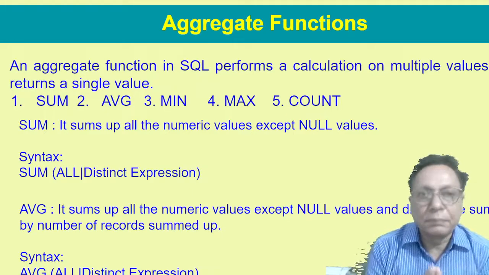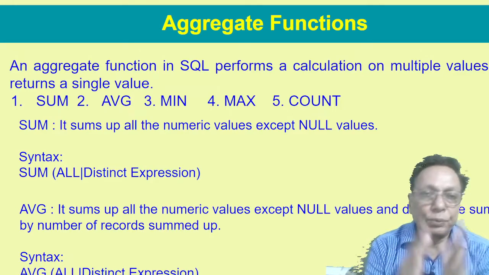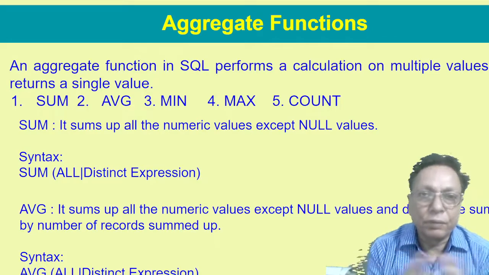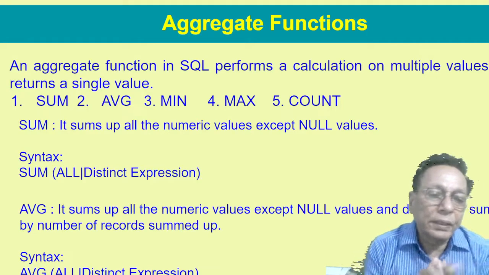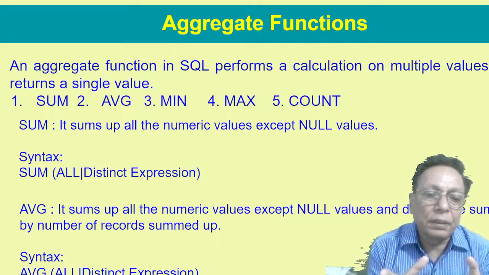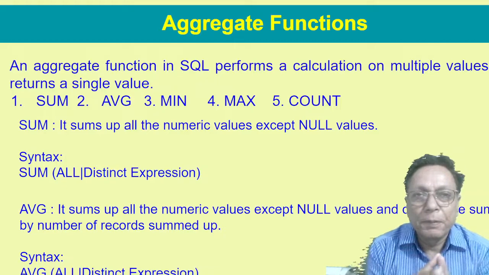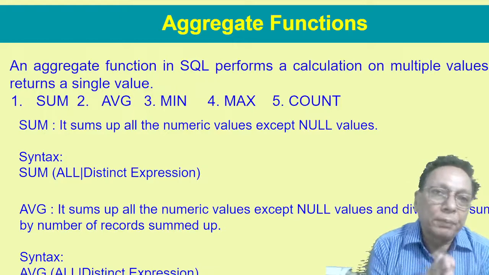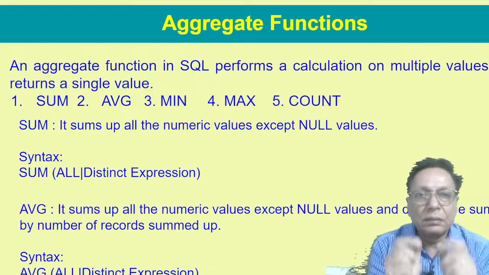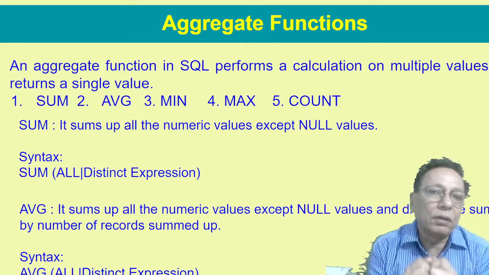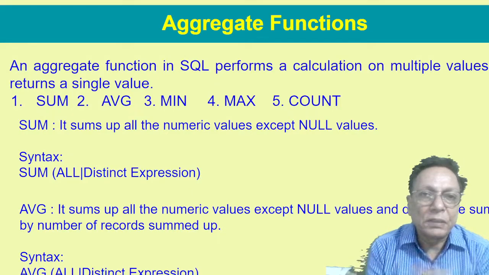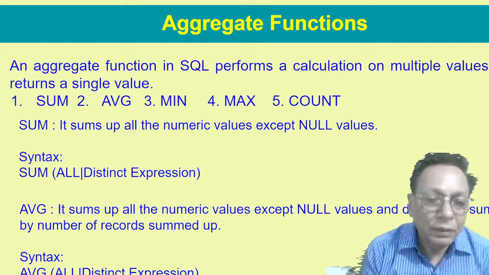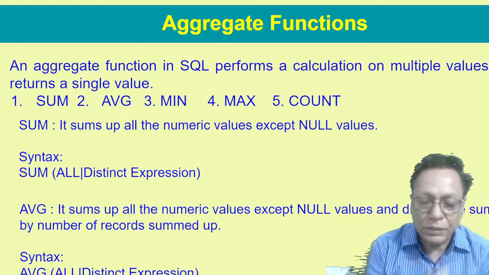Again, here there are some parameters. If you want to average all the records, you can apply ALL or nothing, because the things written in parentheses are optional except the expression. If you apply DISTINCT, only the different values of the column will be summed up, and the number of records summed up will divide the sum to give you the average. Expression means column name.